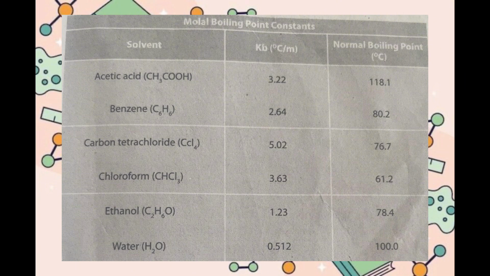For carbon tetrachloride, 5.02 degrees Celsius per molality and 76.7 degrees Celsius for the normal boiling point. For chloroform, 3.63 degrees Celsius per molality and 61.2 degrees Celsius for the normal boiling point. For ethanol, 1.23 degrees Celsius per molality and 78.4 degrees Celsius for the normal boiling point. And the last one is water: 0.512 degrees Celsius per molality and 100 degrees Celsius for the normal boiling point.